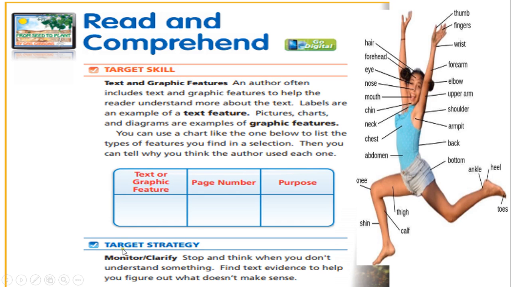Alright, the target strategy. You also need to be able to monitor and clarify. For example, whenever you come across a new word, you can't know the meaning of this word on its own. You have to search for the words around it. You have to read the whole sentence to figure out the meaning of one word. So you have to stop and think when you don't understand something. Find text evidence to help you figure out what doesn't make sense. Whenever you come across a new word, read the whole sentence and you will figure out the meaning and the purpose of the sentence.